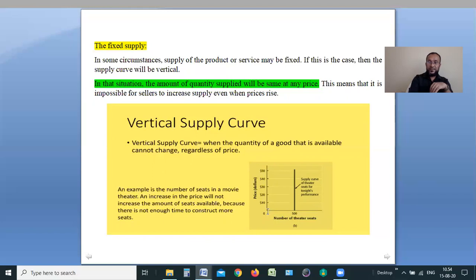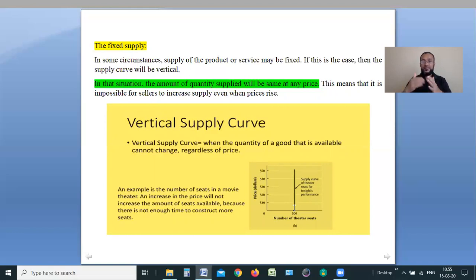500 is the seating capacity in the theater. When the price of the ticket for a newly released movie is 0, still the supply of seats is 500. If price increases from 10, still supply is 500. When price increases to 20, 30, 40, even 50, still the supply of seats is 500. That means even when there is no sale of tickets, the theater cannot reduce the seats because it is fixed. Even when price increases too much, even more than 50, still the supply of total seats in the theater is the same.